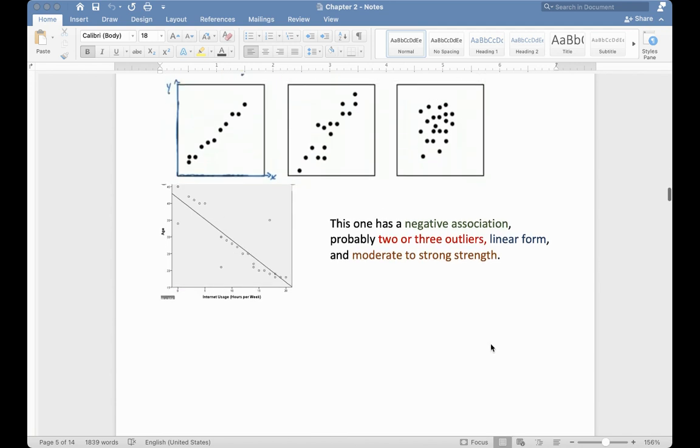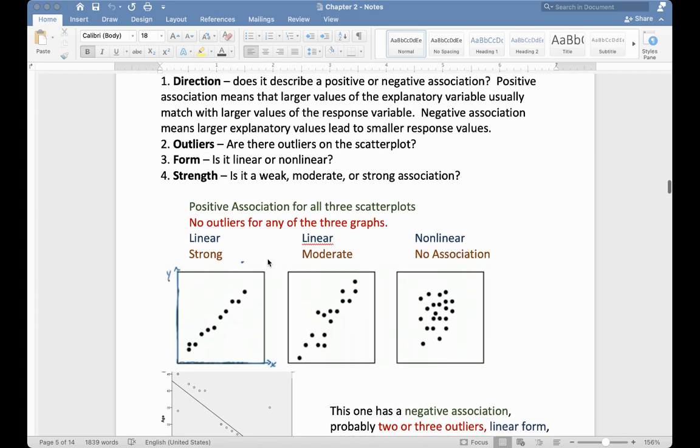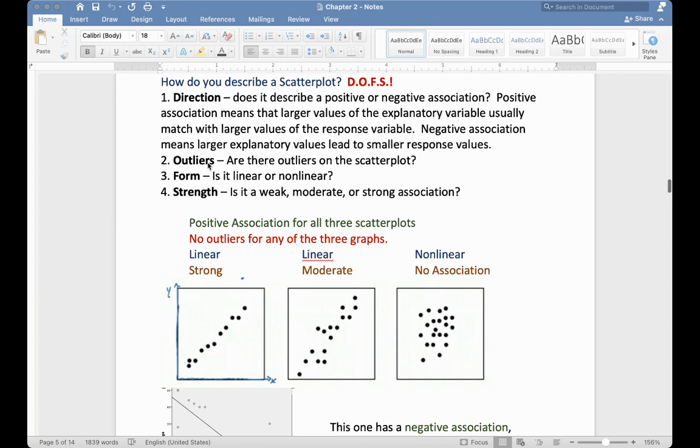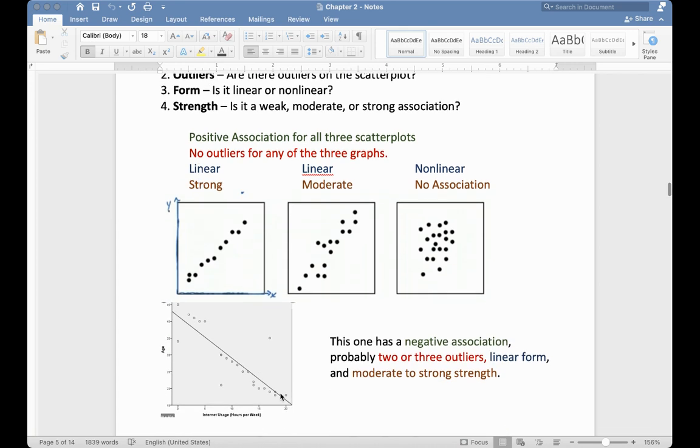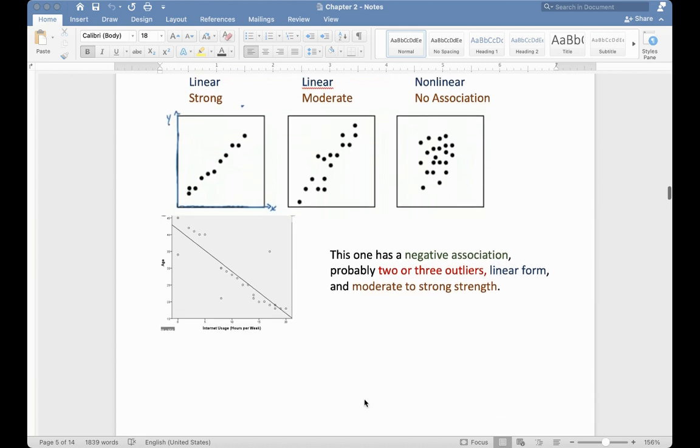Here's one more graph. It has a negative association because it has a negative slope. There's probably at least two outliers, maybe even a third. But for the most part, most of those dots are in pretty much a straight line. So there's moderate to strong strength there. So we've talked about the direction, which is negative. The outliers, there were two or three. It is linear and it is probably moderate to strong. So that would be how we would describe that one.